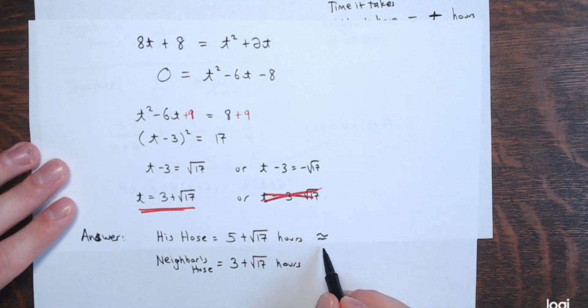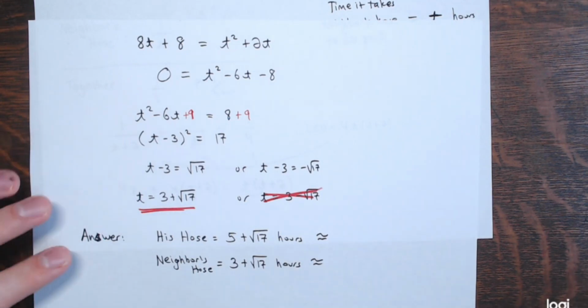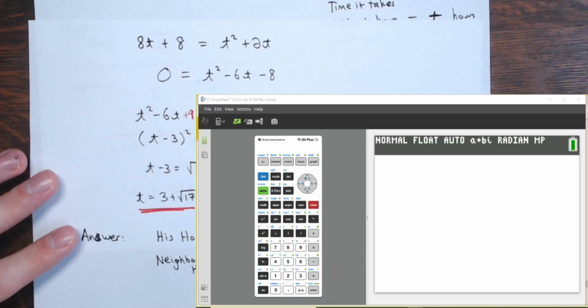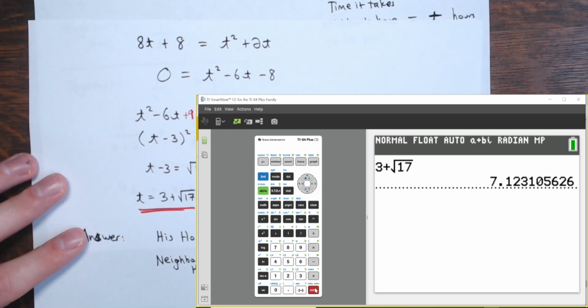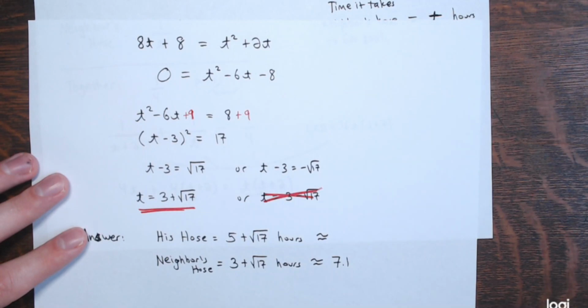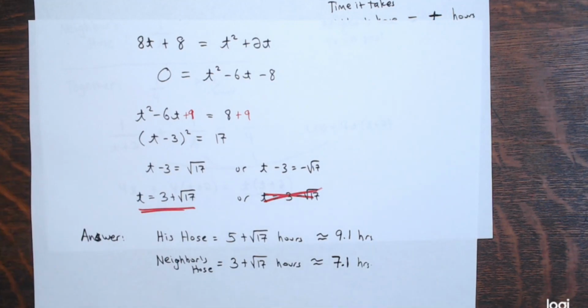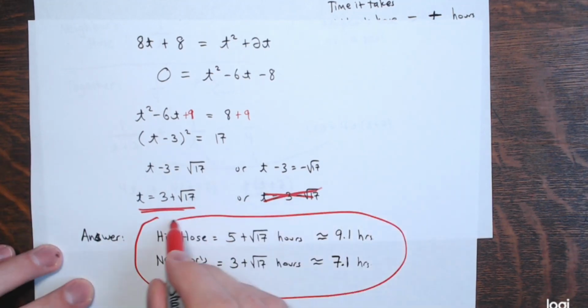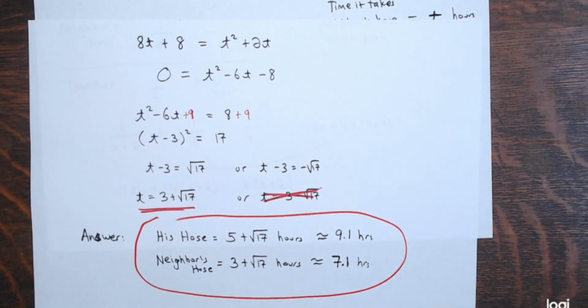And if we want to round these, let's round these, right? Pull up a calculator. So 3 plus the square root of 17, so about 7.1 hours. A little more than 7 hours to fill the pool. And if it takes the neighbor's hose about 7.1 hours, then it takes his hose about 9.1 hours. I just add 2. And that's what they want, right? They want us to round all answers to the nearest tenth if necessary.